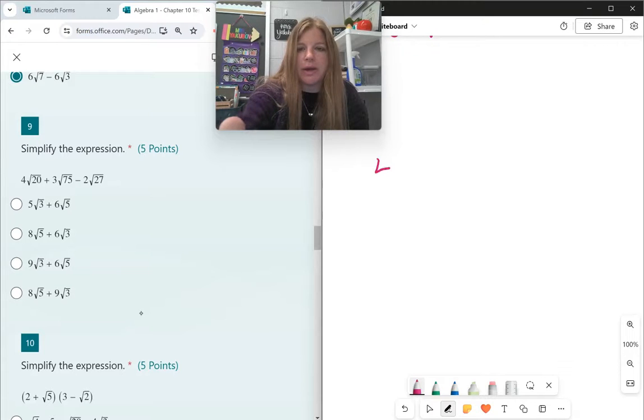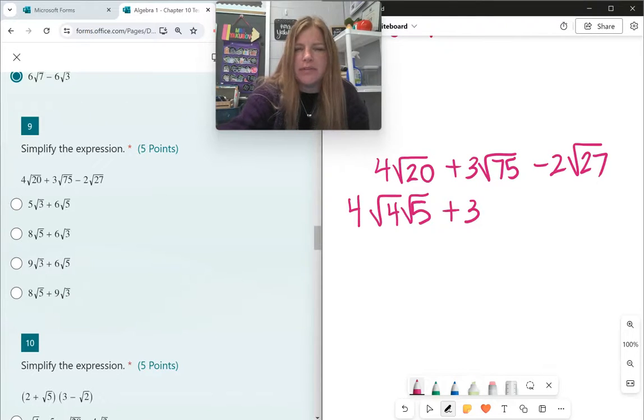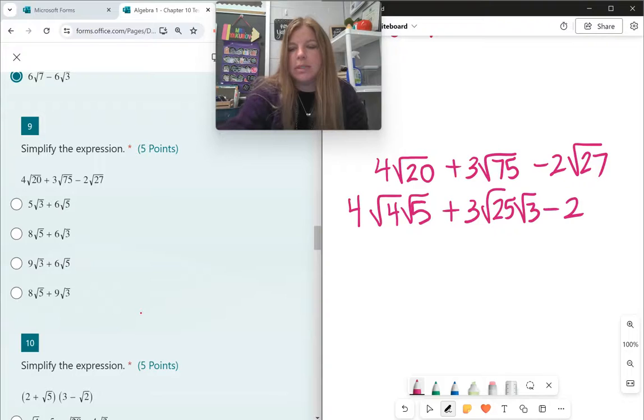Number 9. Now, at first sight, number 9 looks crazy. Like, they all have different radicands. I can't add or subtract these, so what do I even do? But we're going to use our simplifying method to help us break this down so that we can add and subtract. So the first one becomes 4 radical 20. How do you break apart 20? That would be radical 4 times radical 5. Plus 3 radical 75, what perfect square goes into 75? It's 25. So this is radical 25, radical 3. Minus 2 radical 27. What perfect square goes into 27? 9. So that's radical 9, radical 3.